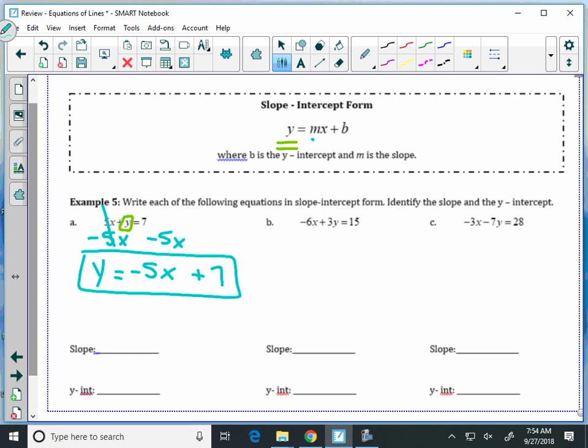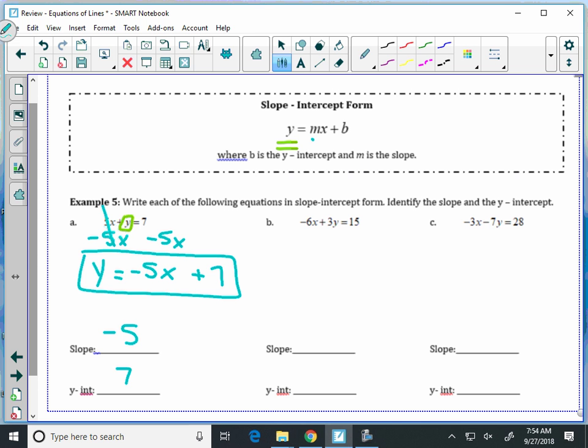Now we just have to state the slope and the y-intercept. What is our slope? Jude, what's our slope? Good. Negative 5. And then, Xavier, what's our y-intercept? Okay. 7. Very good. Alright, so remember, the slope is the number with the x. The y-intercept is that constant number, the number without the x.